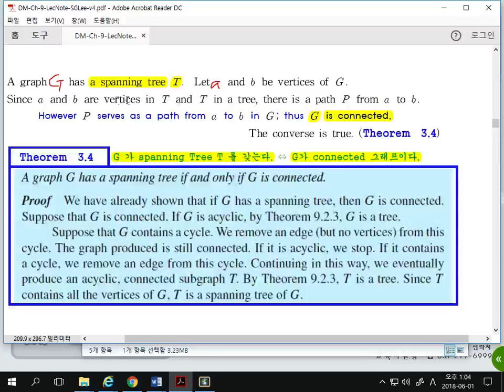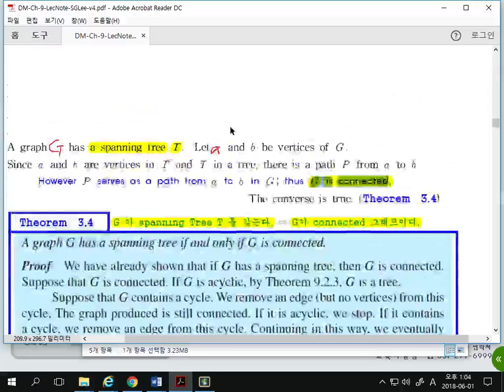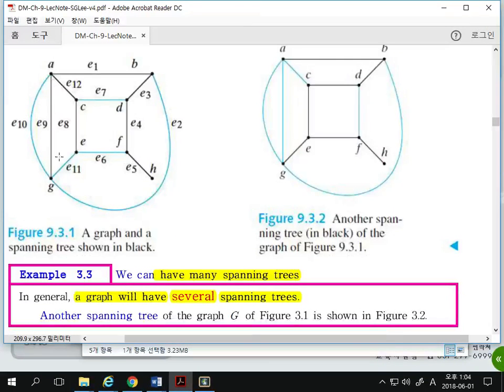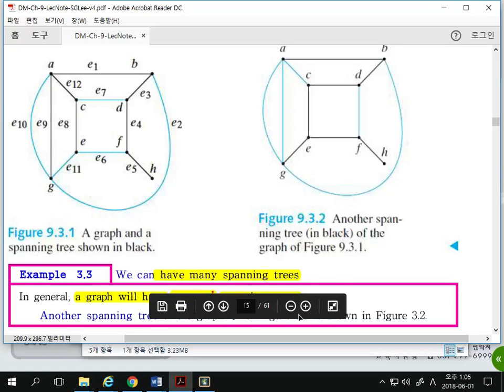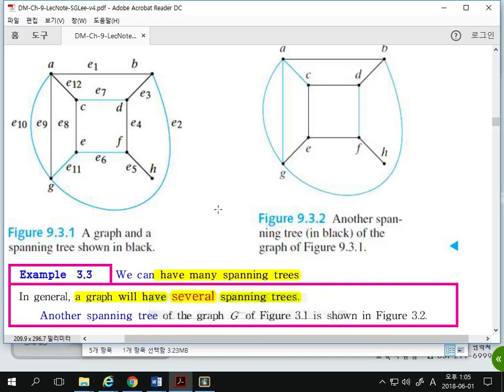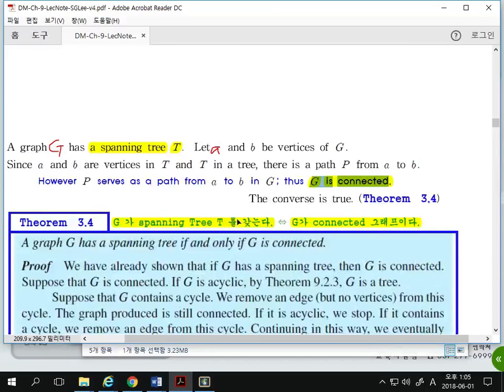Then, with this argument, we can show it is connected. So suppose this graph has a spanning tree. As you see, it is all connected. You can reach any of the vertices from any of the vertices. You can start from a vertex and reach any other vertex if it has a spanning tree.